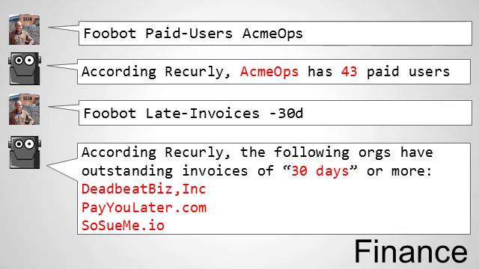The same goes for things like late invoices. I can run a command of, how many companies do we have that are 30 days late on their invoices? And again, my bot will go out and retrieve that information for me. So this is very simple information that's not necessarily sensitive. This is mostly just to illustrate some things that you can be doing within other departments that aren't necessarily technical.